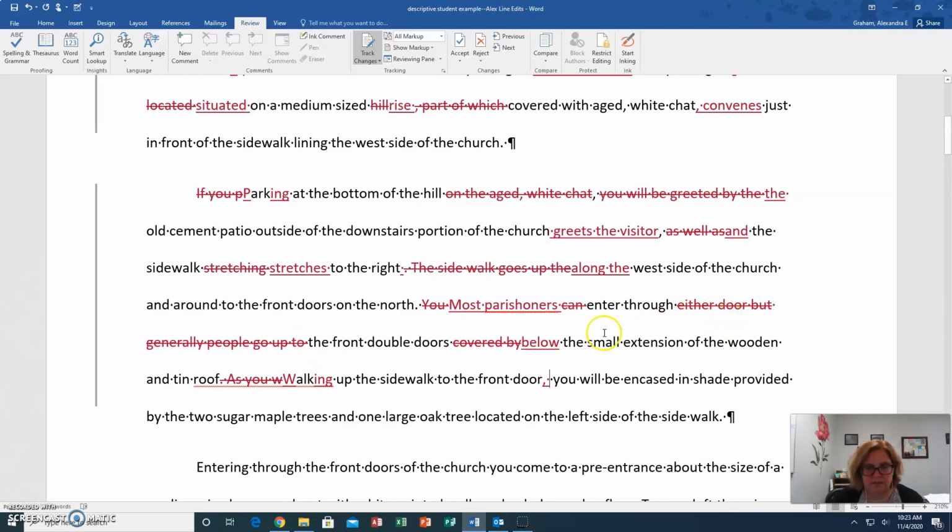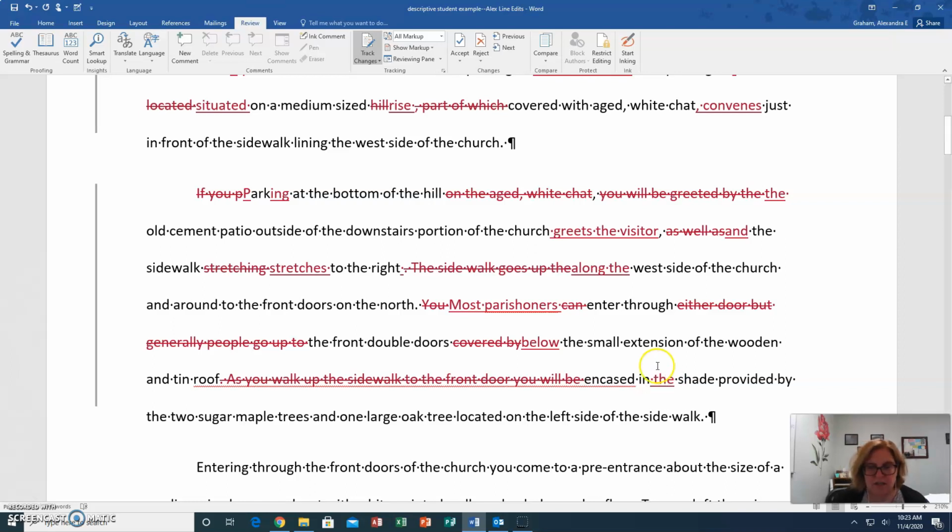Okay, hold on. This is how I can fix it. Most parishioners enter through the front double doors below the small extension of the wooden and tin roof, encased in the shade of 2 sugar maple trees and 1 large oak tree located on the left side of the sidewalk. Sidewalk is one word. All right.